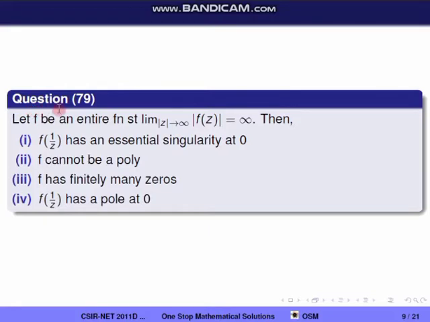Next question 679. Let f be an entire function such that the limit as mod z tends to infinity of mod f of z is equal to infinity. Then, we are given an entire function which satisfies this limiting value. Now we want to find which of the following options are true.